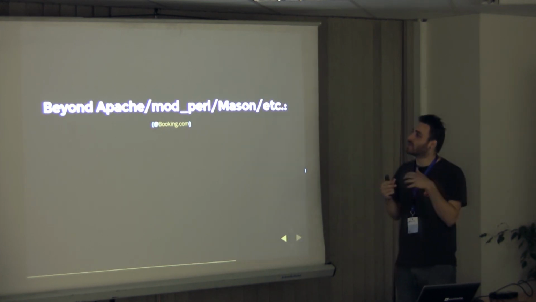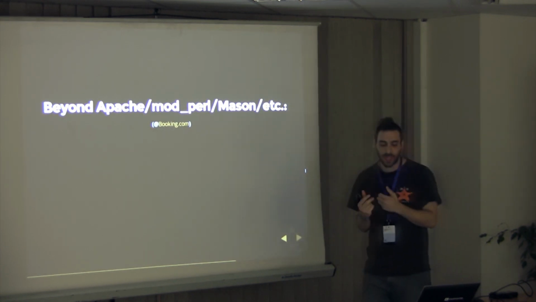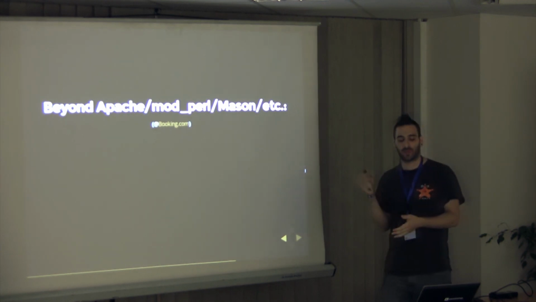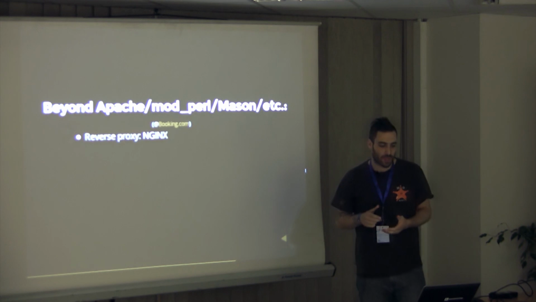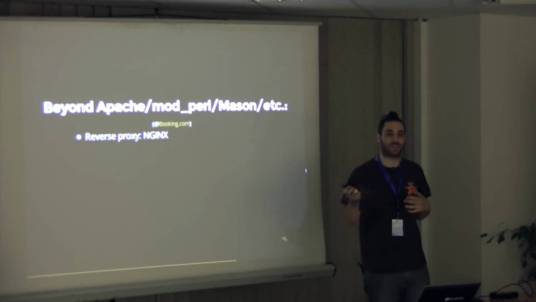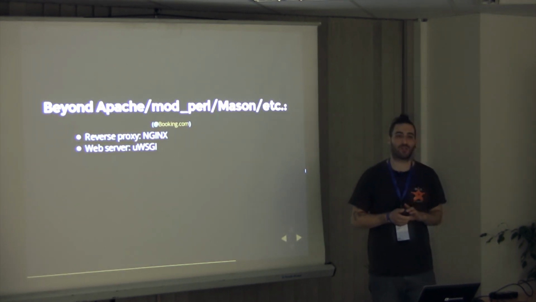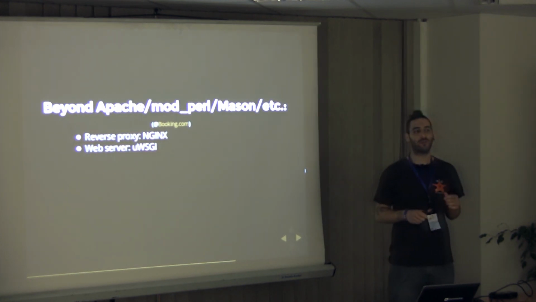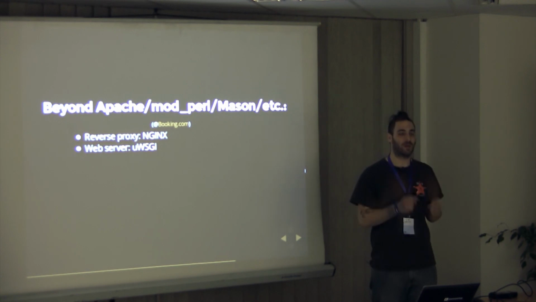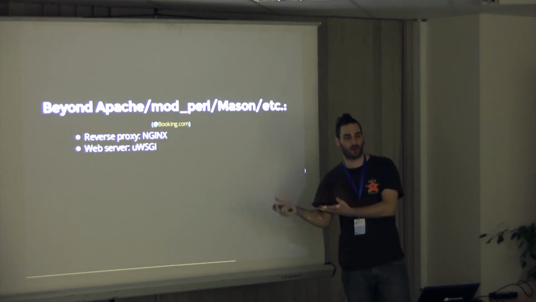So when we want to take a look at how to go beyond the basic structure we had, which was Apache and ModPerl, Mason, all this old stuff, what did we do? First thing, we're running Nginx as a reverse proxy. We're running uWSGI, which you might notice says WSGI, not PSGI. uWSGI started with supporting WSGI, which is the same protocol in Python.